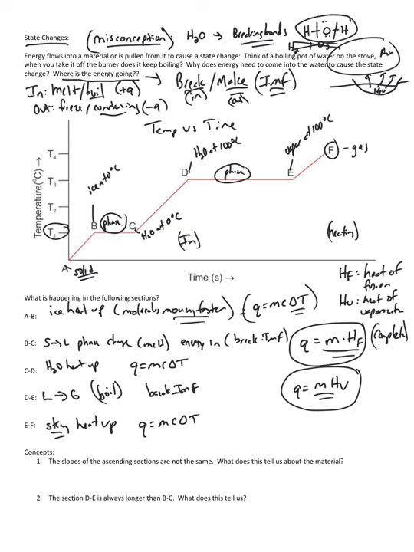Okay? A couple of conceptual questions, look at this graph before we move on to the math problems. Question 1 down here says the slopes of the ascending sections are not the same. What does this tell us about the material? Any thoughts on that? Well, the concept tells us that the substances have a steeper slope. That means they are able to heat up more quickly. Well, what would cause something to heat up more quickly?